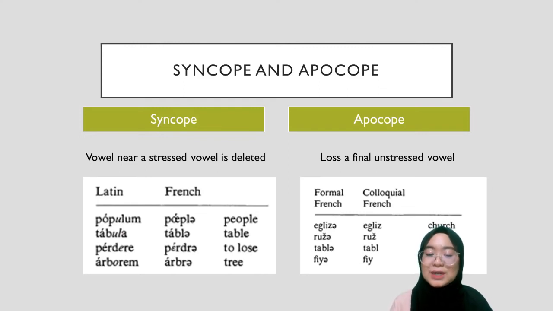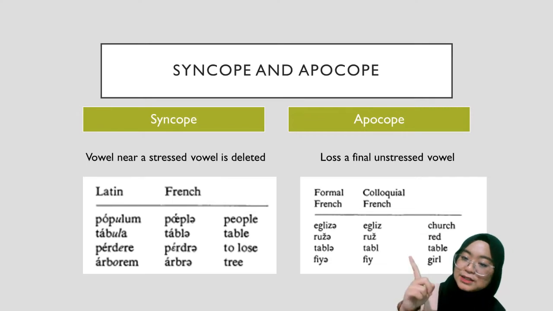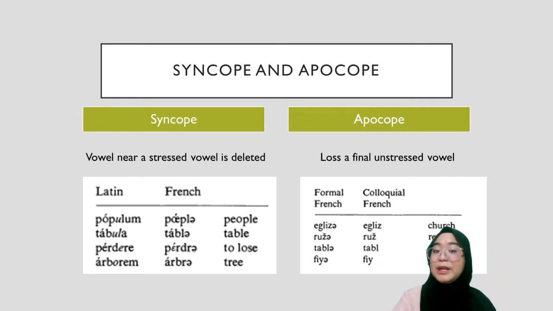So a vowel near a stressed vowel is deleted. People. Can you hear that? People. Next, apocope. In apocope, we lose a final unstressed vowel. The example is taken from formal French and colloquial French. And in the English words: church, rat, table, and girl. The meaning of it.